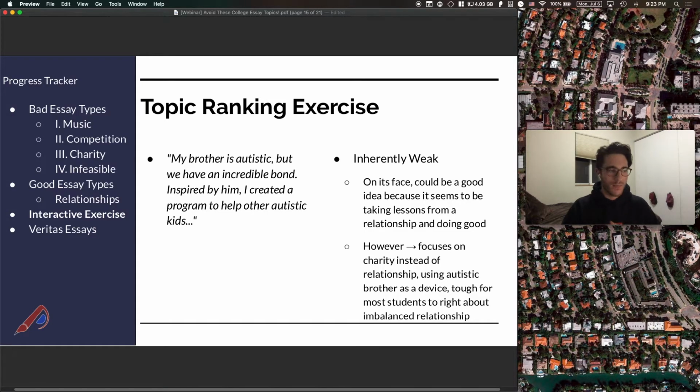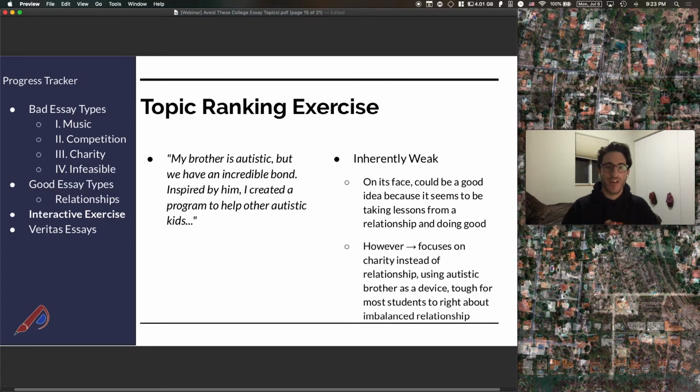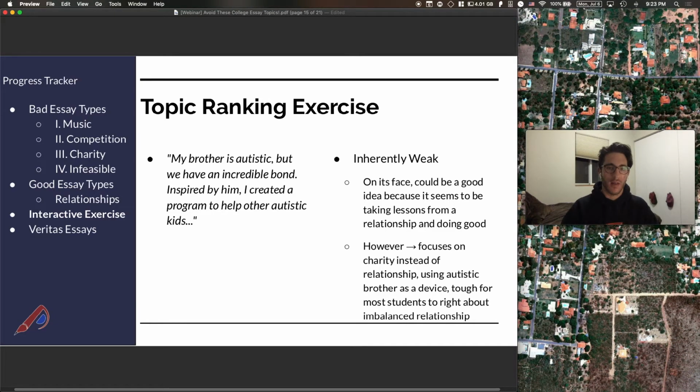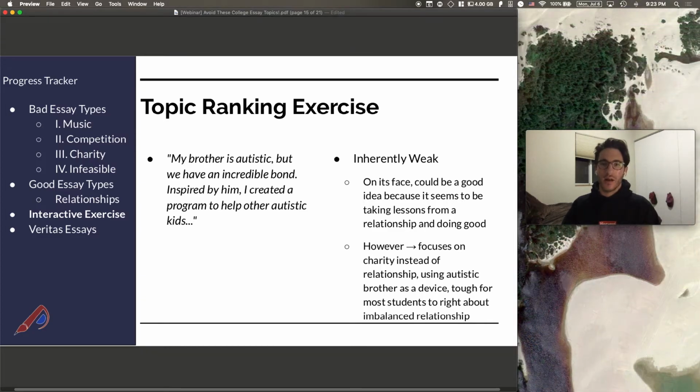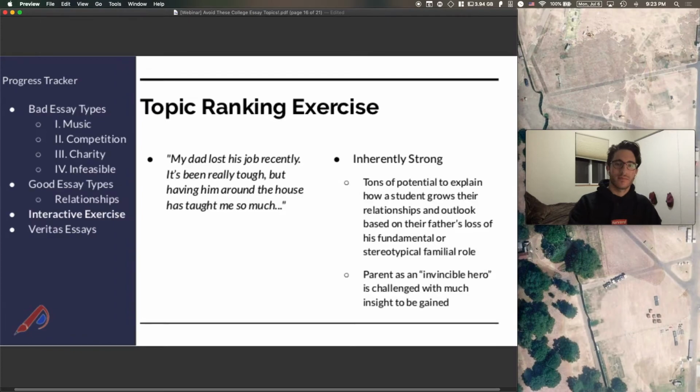But that being said, it focuses on a charity instead of the relationship. They're using their brother, presumably at the beginning of the essay, to start talking about their own accolades in their charity. And it's a tough device to be using as an imbalanced relationship and talking about the charity itself.